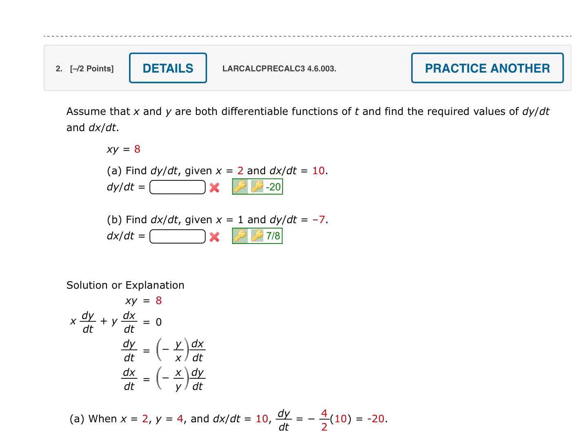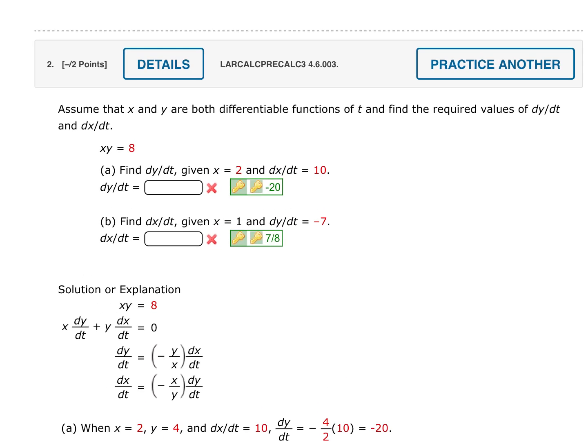All right, so for number 2, we want to find the derivative with respect to time. Since x and y are being multiplied to each other, we have to do the product rule. So the first times the derivative of the second plus the second times the derivative of the first. So our first would be x times the derivative of the second. What's the derivative of y?